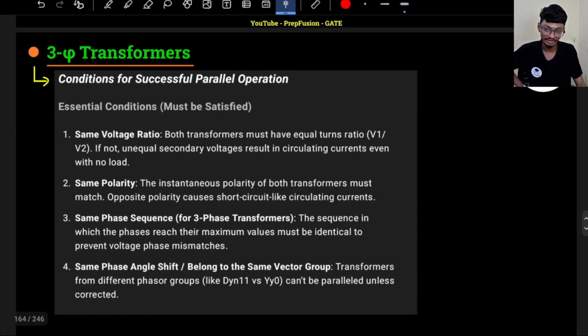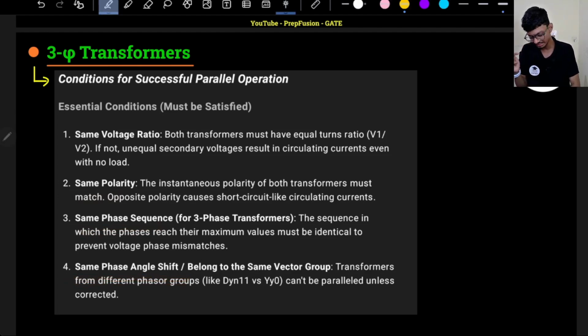So I just wanted to add few points about the parallel connection. We had already discussed this previously as well. These 2 points, that essential conditions were for single phase transformer that they must have same voltage ratio, they must have same polarity. Now in those 2 conditions, if I want my 3 phase transformers also to work in parallel, basically they must have same phase sequence and they must have same phase shift.